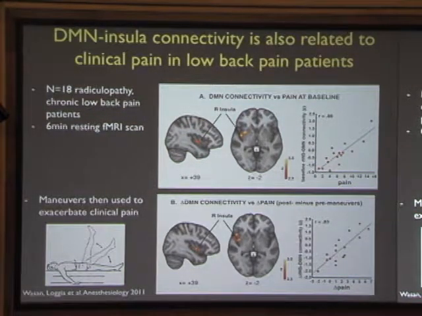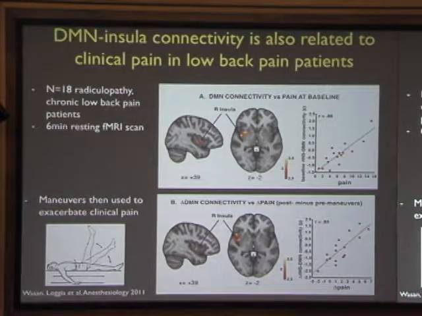What was, I think, even more interesting in this study is that we had the patients perform a maneuver where we were raising their legs. And this was done in order to exacerbate their pain short-term, to make them more painful. So this is kind of the counterpart to the study you saw before, where we had a therapy to improve their pain, and we saw a change in DMN insula connectivity. Now we're doing the opposite. Now we're increasing their pain and looking to see, is there a change in DMN insula connectivity?